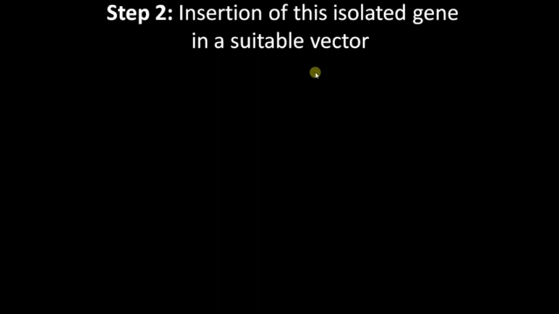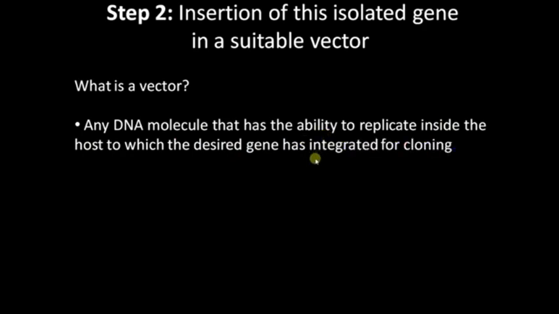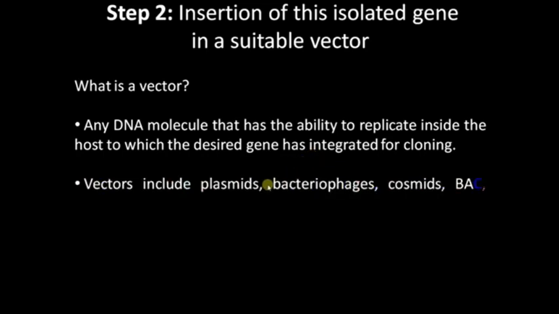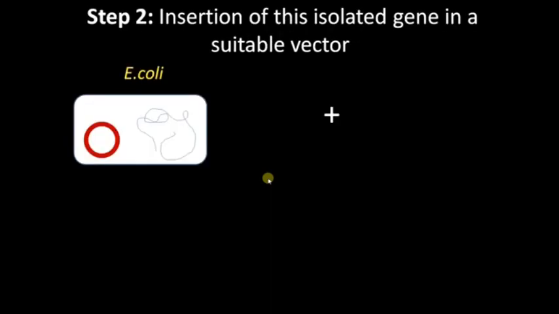Before that, we need to know something about vector. What is a vector? Vector is any DNA molecule that has the ability to replicate inside the host to which our gene of interest has integrated for cloning. Vectors include plasmids, bacteriophage, BAC, YAC, etc. You can refer to our video on gene cloning vectors for more. So most often here we are taking plasmid as our vector.